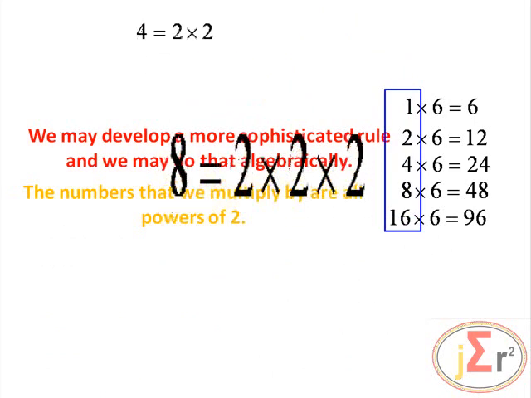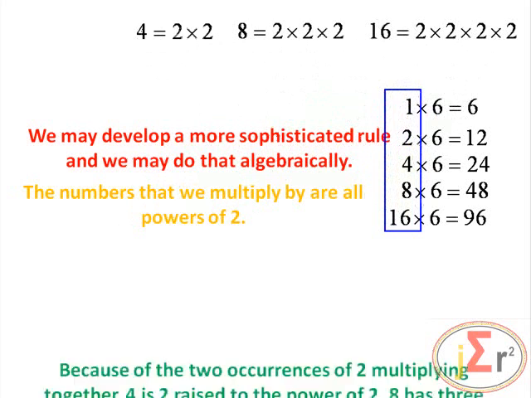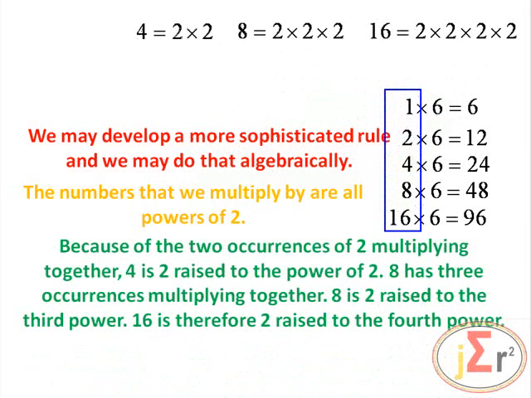4 is 2 times 2. 8 is 2 times 2 times 2. 16 is 2 times 2 times 2 times 2. Because of the two occurrences of 2 multiplying together, 4 is 2 raised to the power of 2. 8 has 3 occurrences multiplying together. 8 is 2 raised to the power of 3, or the third power. 16 is therefore 2 raised to the power of 4, or the fourth power. So put in those powers of 2.